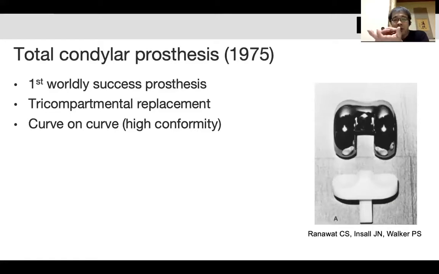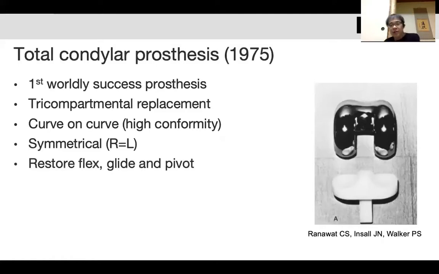Otherwise, low conformity can reduce the mechanical stress between the bone and the prosthesis, but sometimes it can cause instability due to the low conformity. So a low conformity prosthesis needs ligament function. As the conformity gets higher and higher, we can sacrifice the ligaments, for example, ACL, PCL. So this is a symmetrical shape.